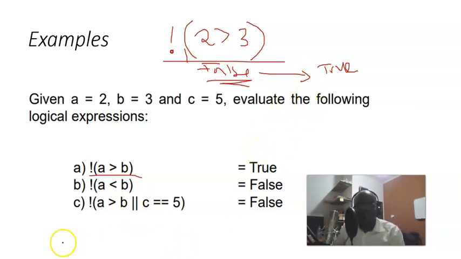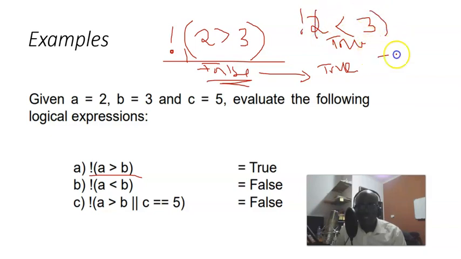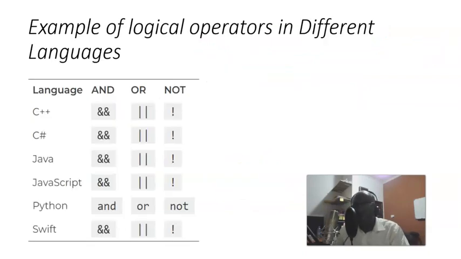So for example, let's look at b. B will be 2 is less than 3. Is this true? Yes, it is true. Now when we say not this, what we're saying is the negation of this, and it means the end result will be false, and that's what you see here. I hope that makes it clear.